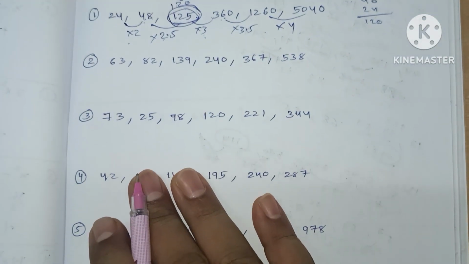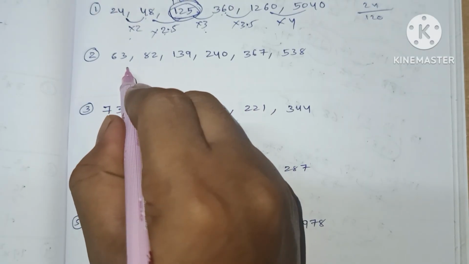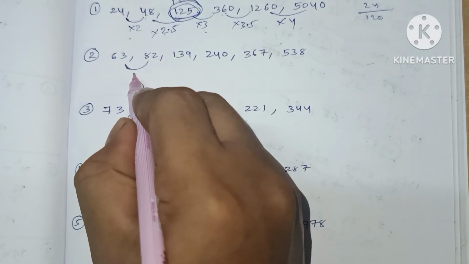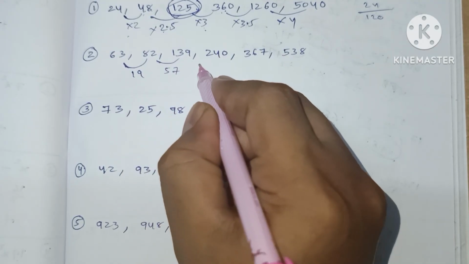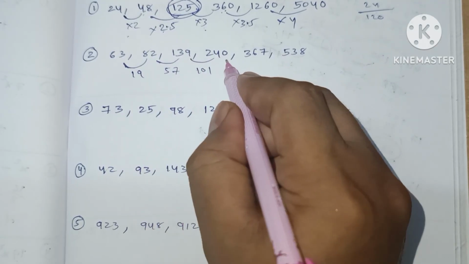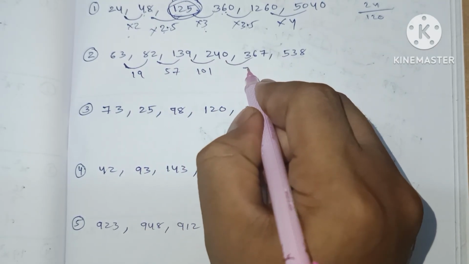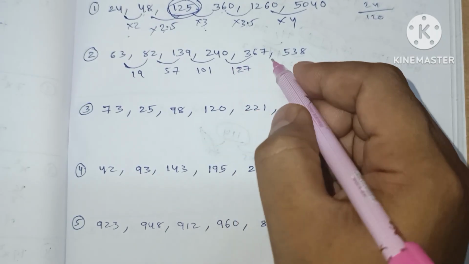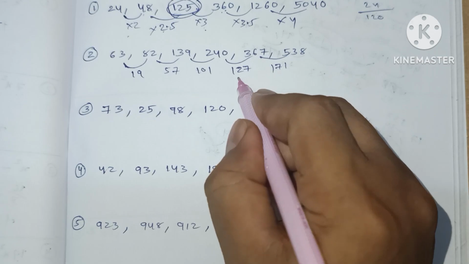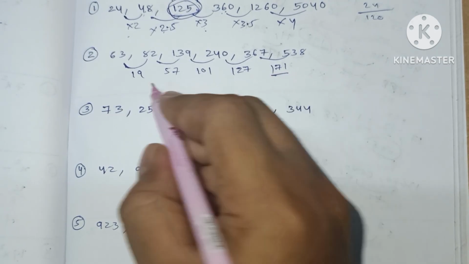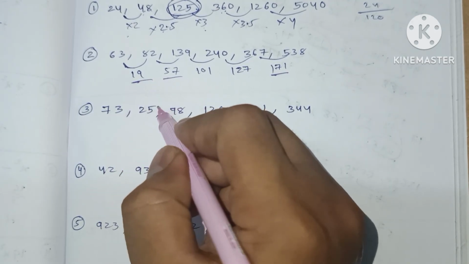Next, second question. Here let's see the difference. Here the difference is 19, here the difference will be 57, here the difference is 101, here the difference is 721, here the difference is 171. Okay, these numbers are familiar as the 19 table.